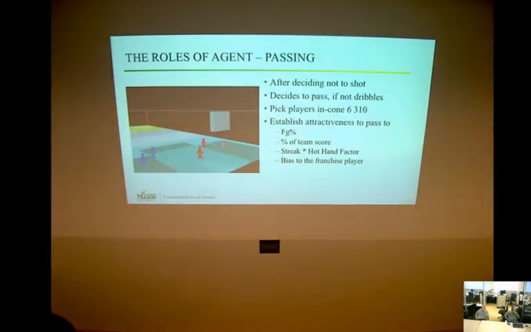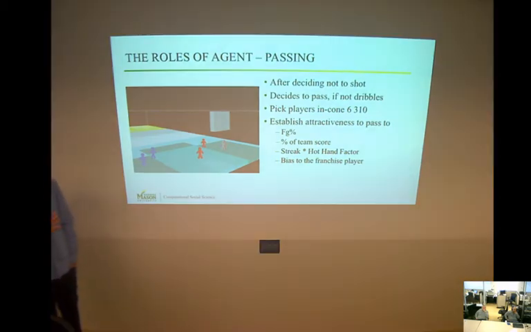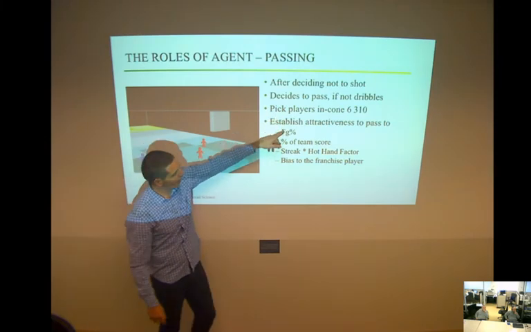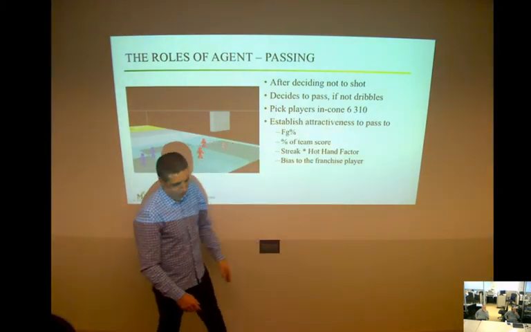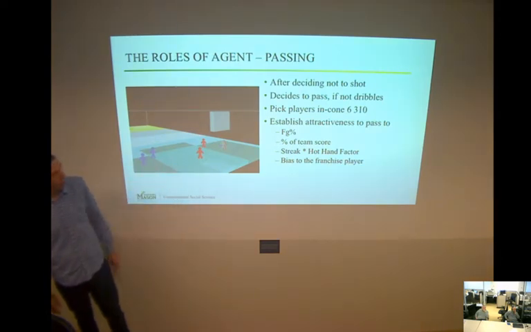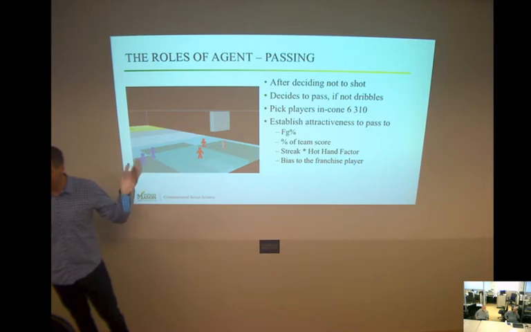And then in terms of pass, if you decide not to shoot, then you decide to pass. If not, you dribble. But if you decide to pass, you're going to look. Now, this is a bit of code for NetLogo, but basically, I'm going to look within six patches, and it's all calibrated at the size of a basketball court, and then a 310-degree view.